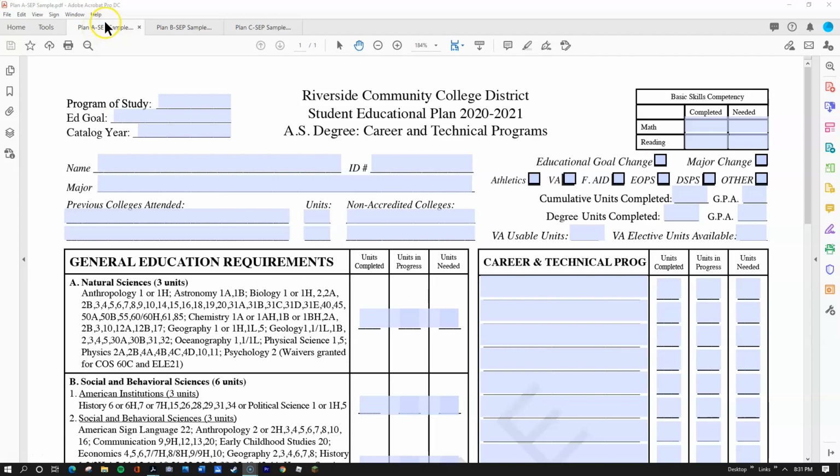with Plan A. Plan A example is an associate's degree, what we would call local degree or an area of emphasis degree, and it looks like this document. It does not prepare you for transfer. It is just if you want to get an associate's degree at RCC and call it quits at that point.